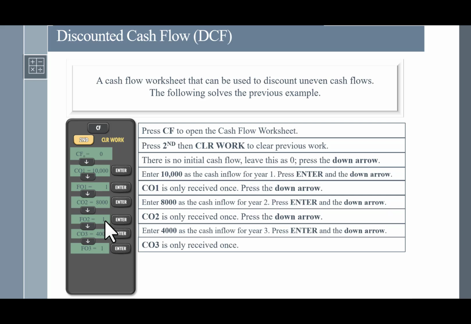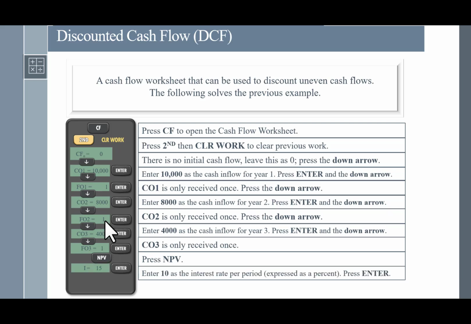Once you enter all the cash flows, you press the NPV button, the net present value button. This is where it's going to ask you for the interest rate, and you press enter. Then CPT, and it will give us the answer. In this case, it's going to give us the net present value of the cash inflow, because, as we see here, we didn't enter the initial investment.